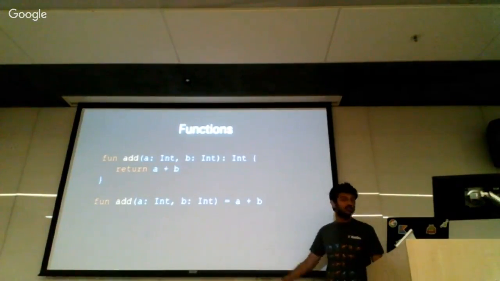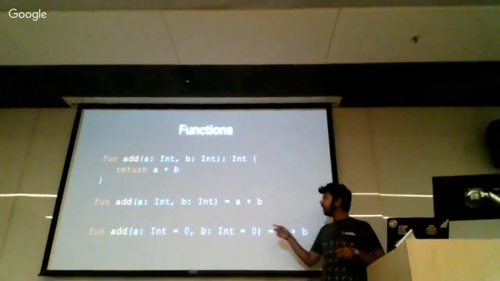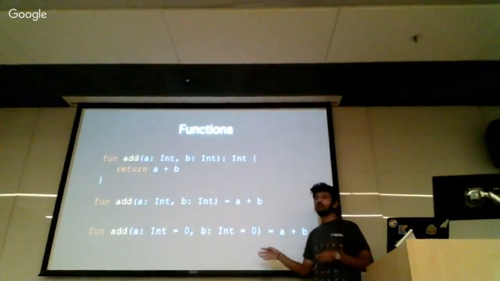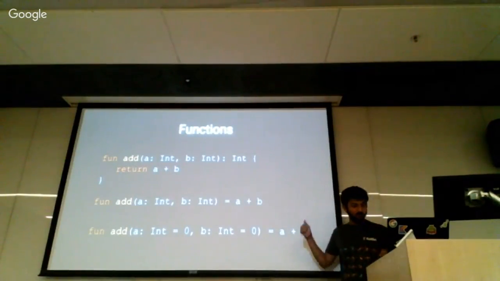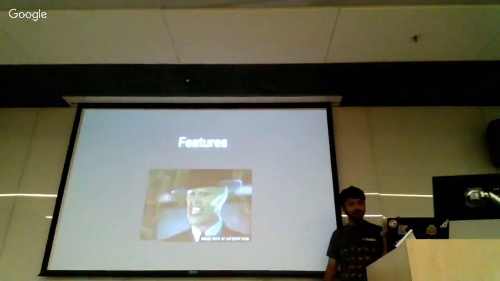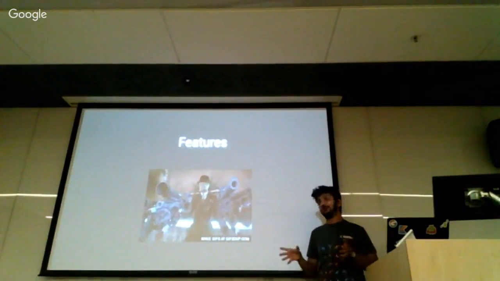And the much awaited feature, you can even give default values, which was missing in Java very much. So you can give default values to any Kotlin function, and there are also named arguments, which we missed a lot. So that's a good function. So let's look at some cool features of Kotlin, which make it fun and interesting to use.